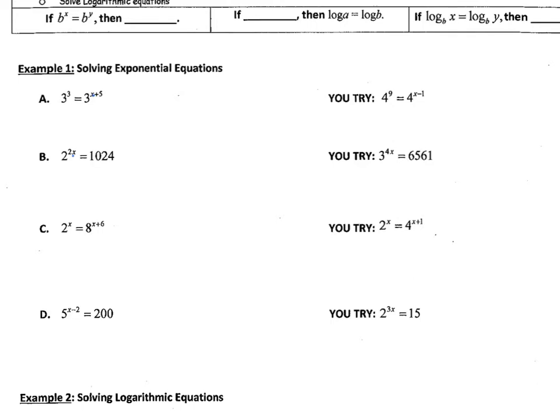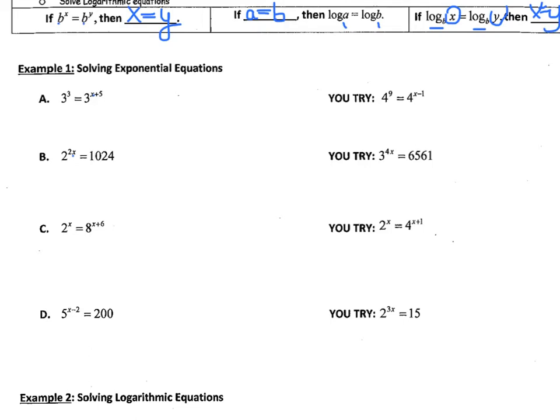So the three properties up at the top that we'll fill in: if you have the same base on bottom, then your two exponents will be equal. The next property is if you take log of A and it equals the log of B, it means that you started off with A equaling B. And last, if you have the log base B of X and the log base B of Y, then X and Y are equal to each other. So we'll use those three properties.